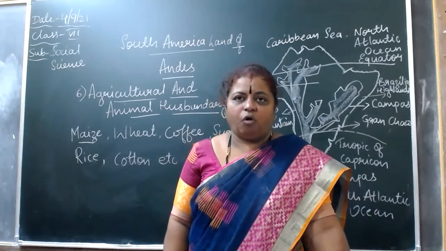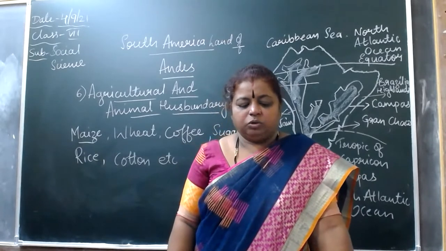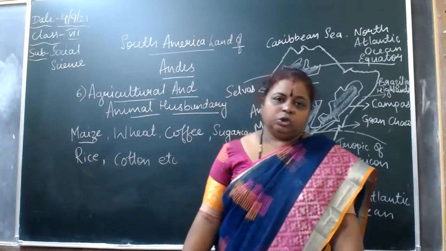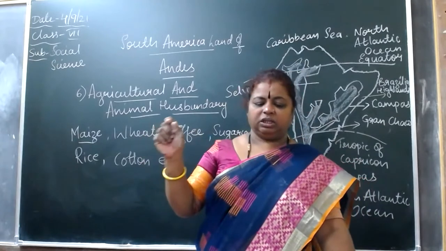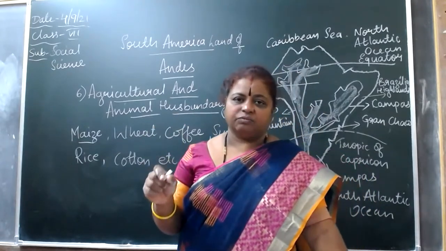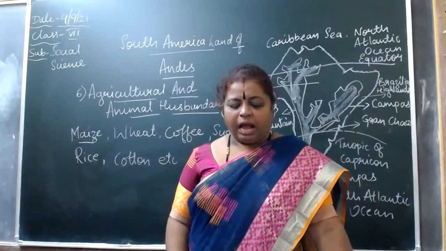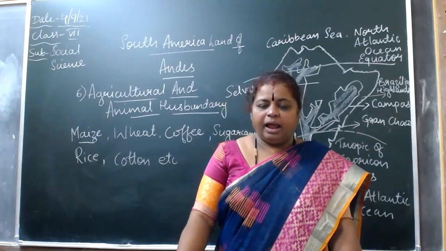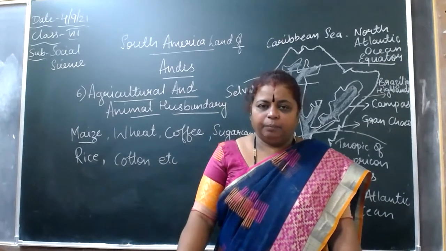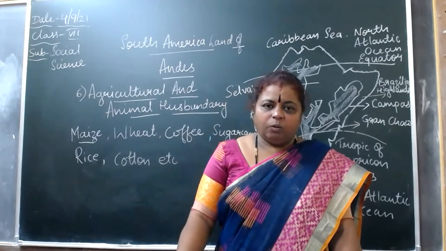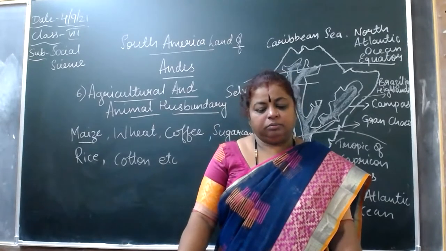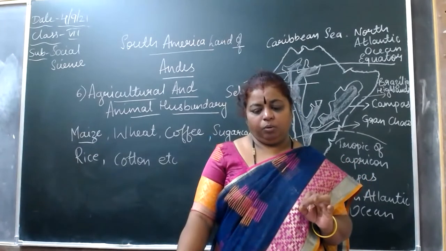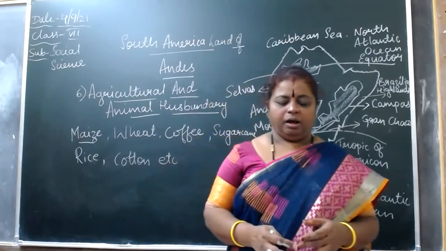Brazil is the producer of coffee as well as sugarcane, and it is the second largest producer in the world. Other sugarcane producing countries are Argentina, Peru, Brunei, and Colombia.